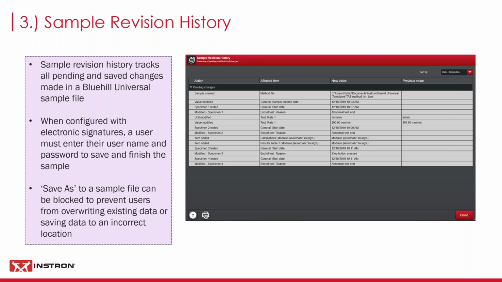When configured with electronic signatures, a user must enter their username and password to save as well as finish that sample. And then the save as to sample file can be blocked so that users won't overwrite existing data or save data to an incorrect location. So if you want operators to simply run a test and then generate the PDF report, they would just hit the finish icon, and there isn't even an option to do a save or a save as to that sample file.